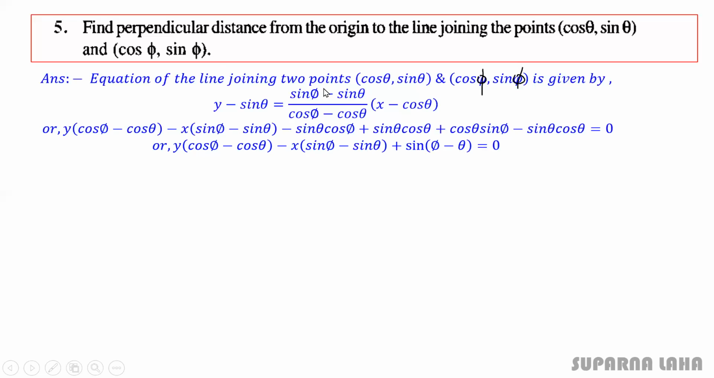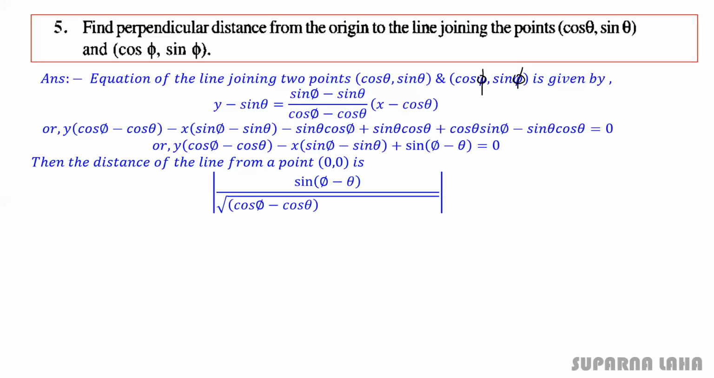Now you need to find the perpendicular distance from the origin to this line. Put 0, 0 in the place of x and y, since the formula is mod of (ax1 plus by1 plus c) by root over (a square plus b square). So x1, y1 is 0, 0. The remaining term in the numerator is sin(phi minus theta), and the denominator is root over (cos phi minus cos theta) the whole square plus (sin phi minus sin theta) the whole square. Clear? Now break the squares.